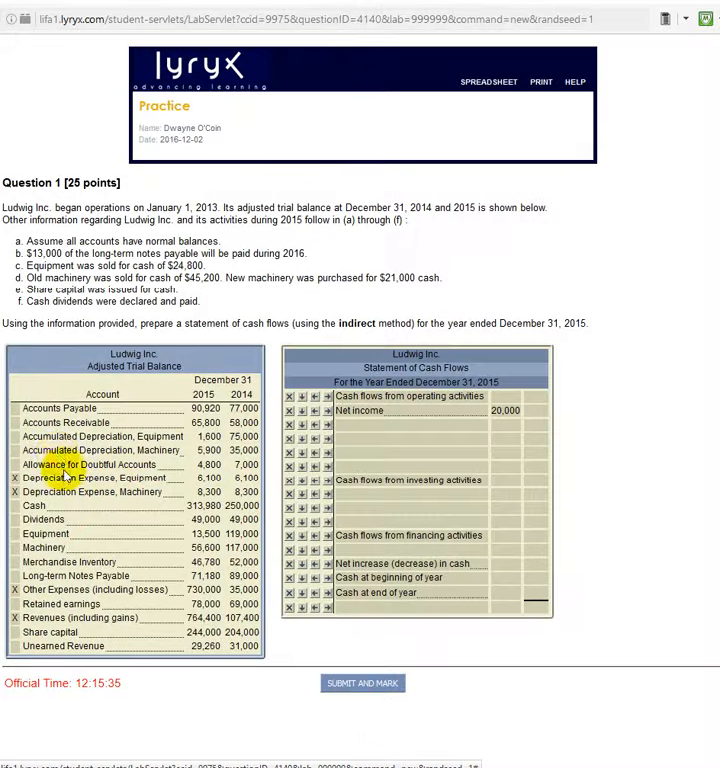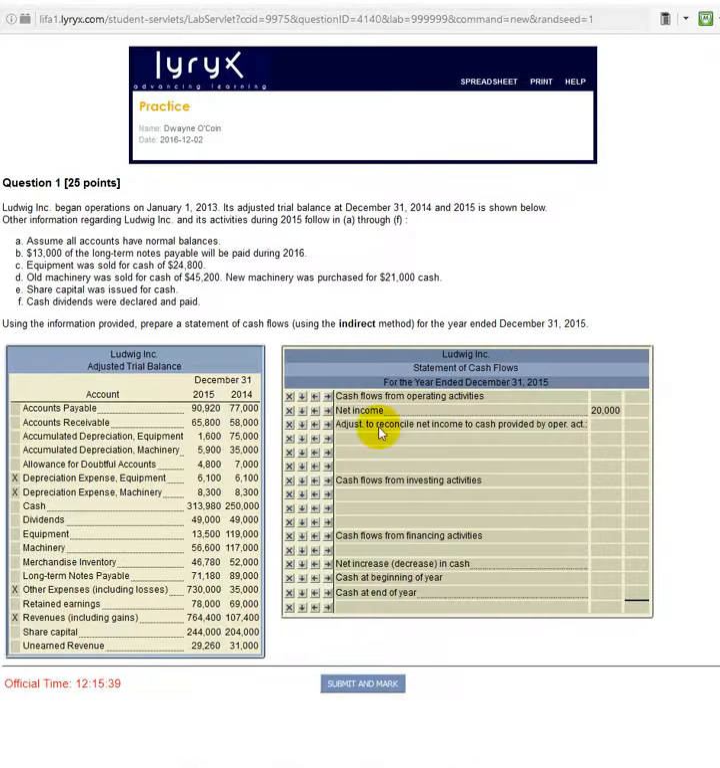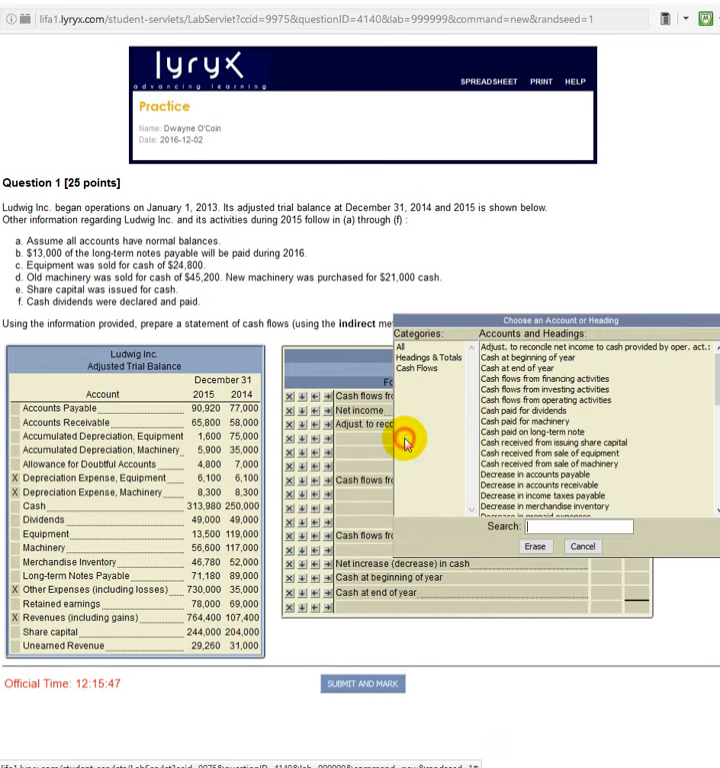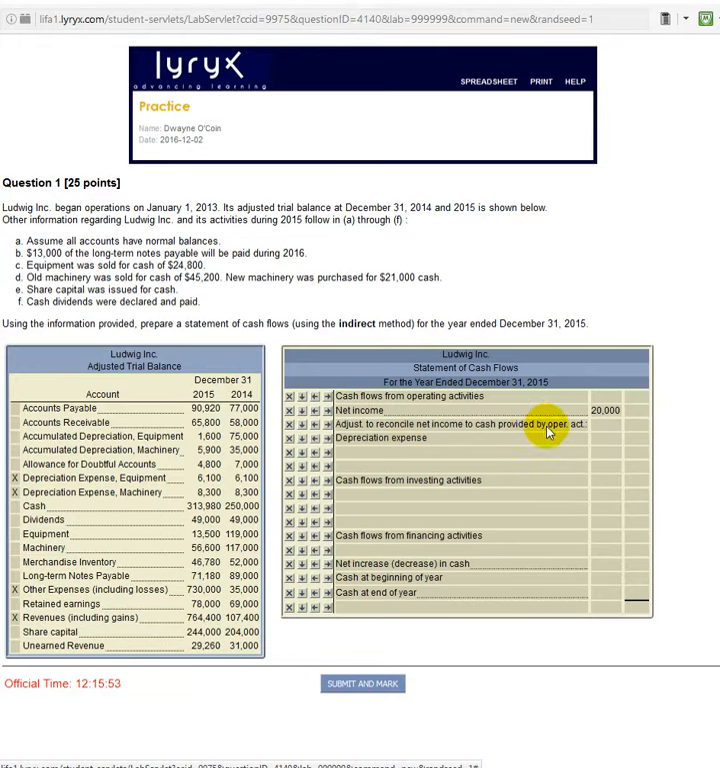So our net income is $20,000. And then the next line is the adjustment to reconcile net income to cash provided by operations. And then we have to adjust for, well, the standard one is depreciation. Depreciation expense. If we type in DEP, that'll get us there.